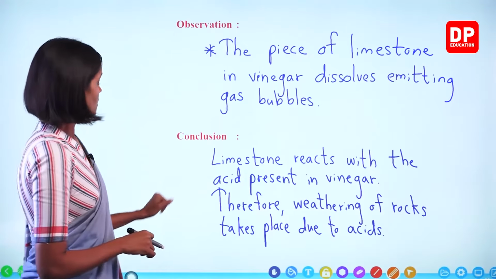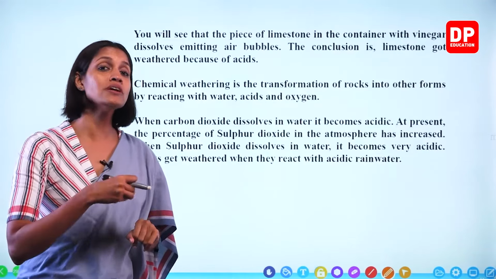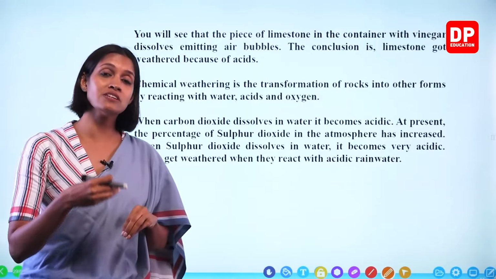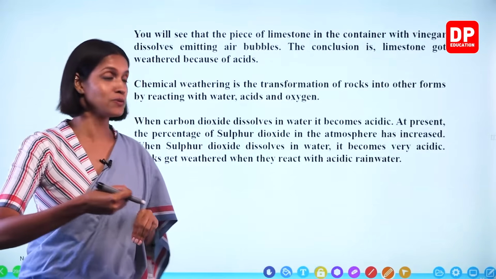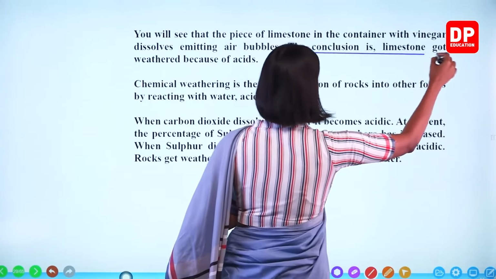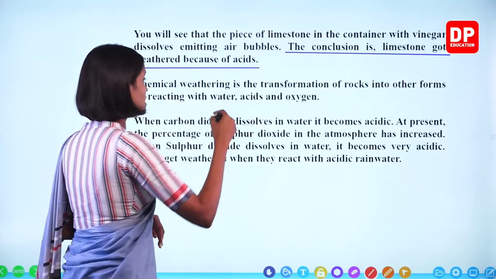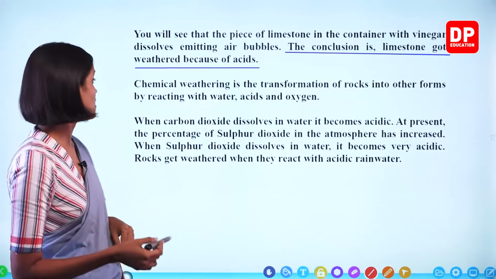Okay? This is the same thing. You will see that the piece of limestone in the container with vinegar dissolves, emitting air bubbles. Right? The conclusion is limestone got weathered because of acids. Limestone, when it reacts, what happens, children? Its size decreases. Okay? It gets weathered. The same type of thing can take place in the environment too.